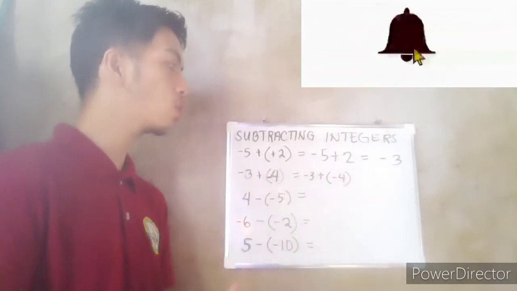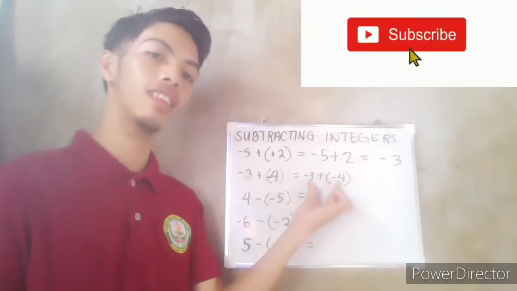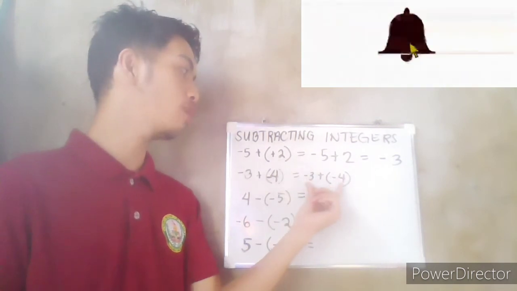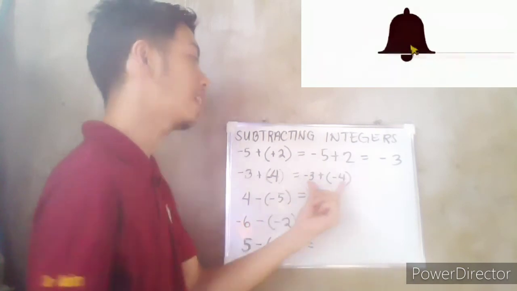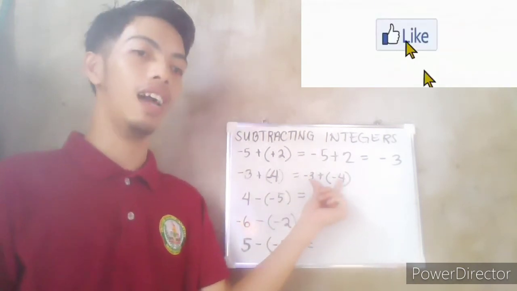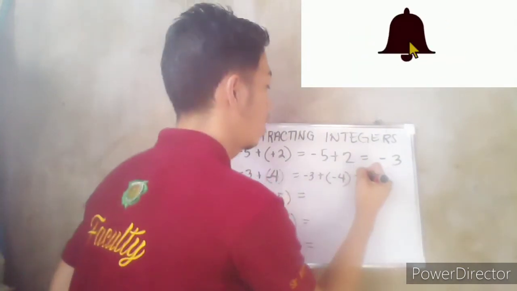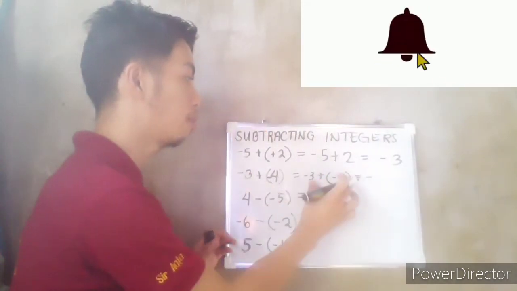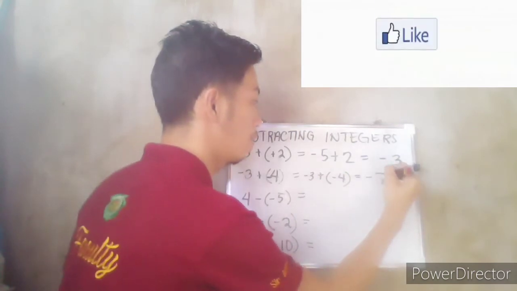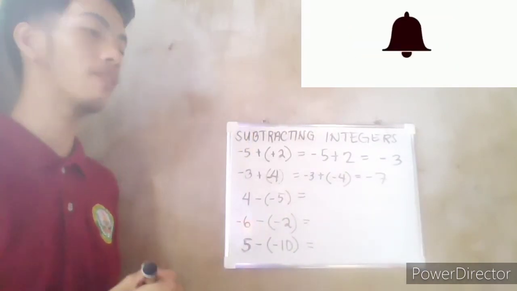Addition of integers with the same sign. Okay? Kopyahin si sign, i-add ang absolute value. Anong parehong sign? Negative. I-add mo 4 plus 3, 7. So, the answer is negative 7.